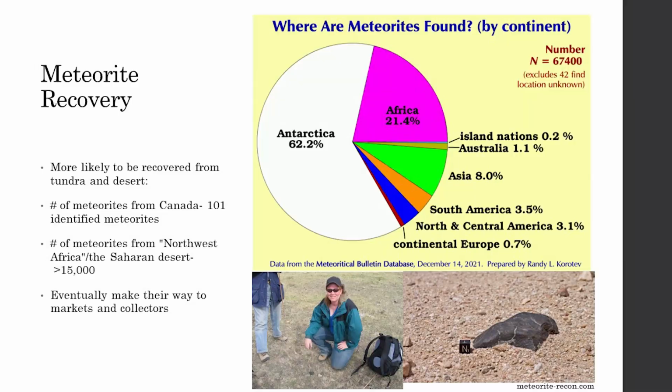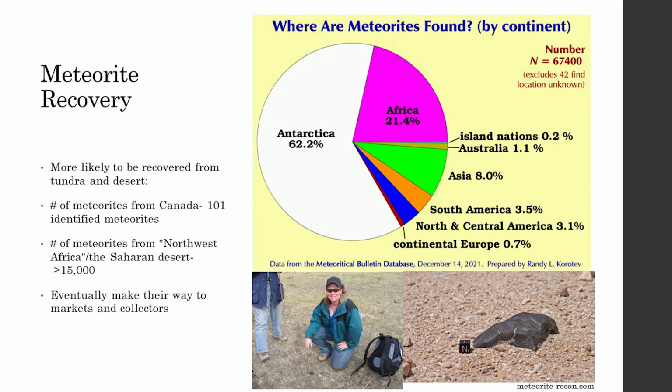Even though they're falling evenly all over the Earth, we're not likely to find them in every situation. We're more likely to recover meteorites from areas that are full of tundra or desert. Meteorites have to be found by people in order for us to recognize and study them. If they fall somewhere with lots of rocks or trees, we're far less likely to find them. For example, even though Canada is the second largest landmass on Earth, only 101 meteorites have ever been identified coming from Canada.